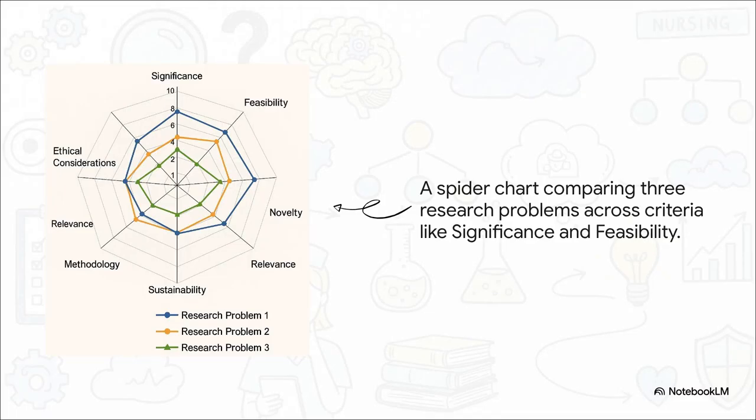Okay, check out this spider chart. It does a fantastic job of showing the strengths and weaknesses of each option, right? Now, look at research problem 1. That's the blue line. See how that scores really high on almost everything? It's significant, it's feasible, it's novel, and it's ethical. The other 2, well, they have some good points, but they fall short in some really key areas. This chart just makes it so obvious that problem 1 is the strongest, most well-rounded choice.